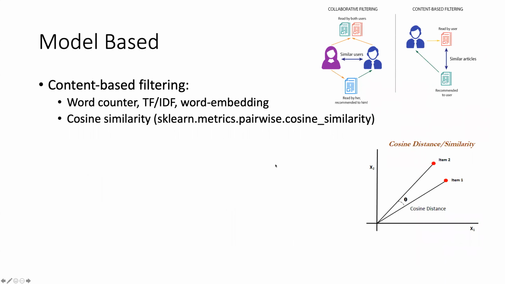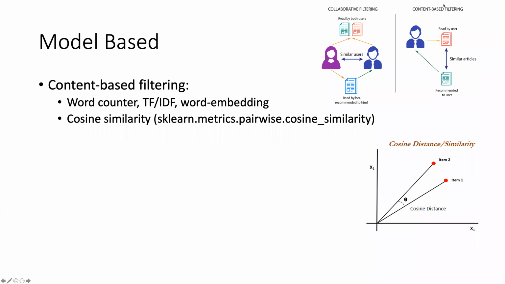All right, then let's jump to a very important concept, I would say the most important concept in recommendation: model-based recommendations. The first one is very popular, we call it content-based filtering. And then there's another one, also very famous, called collaborative filtering. I will introduce that in the next slide.